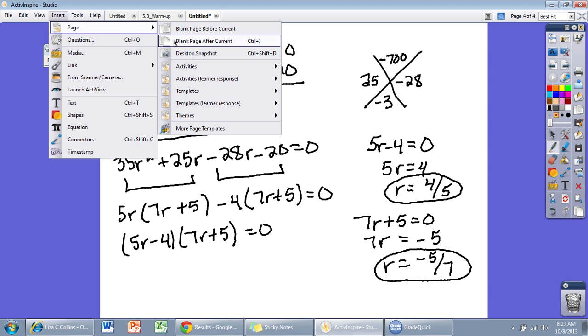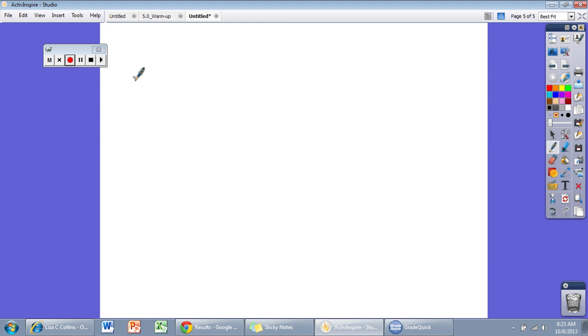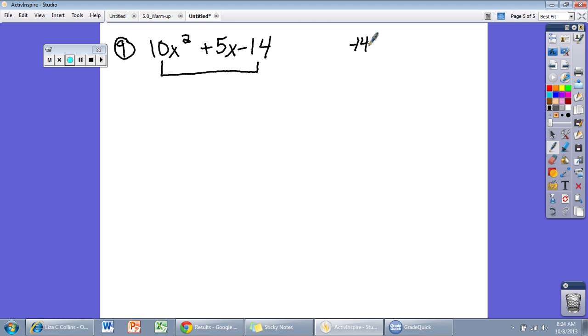We're going to look at the last page here, which we have 10x squared plus 5x minus 14. So I don't have a GCF. I always look for that first. Here I multiply 10 times negative 14, so that's negative 140, and I'm trying to add to get a positive 5.